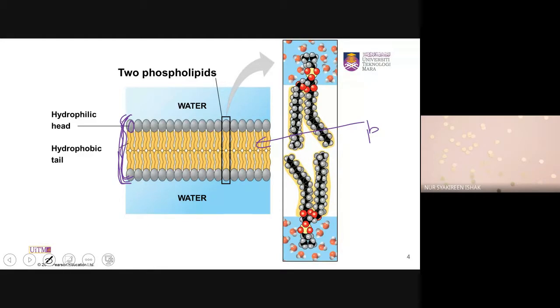If the question asks you to label the hydrophilic heads, then you specifically point at the hydrophilic head. The same goes for the hydrophobic tail. If the question asks you to point at the hydrophobic tail, you point exactly at the hydrophobic tail. So please take note of the questions. Pay attention to what the question wants.